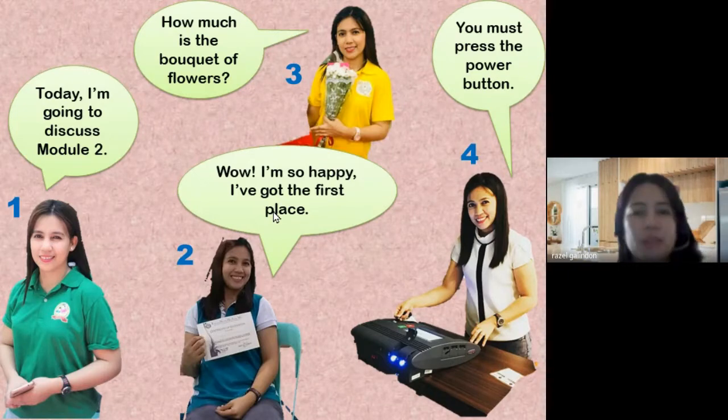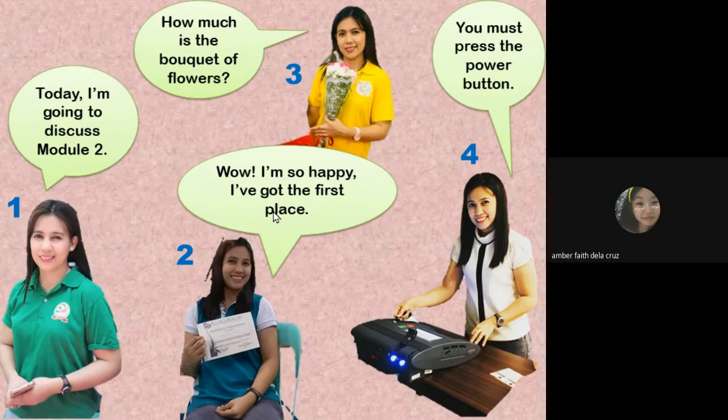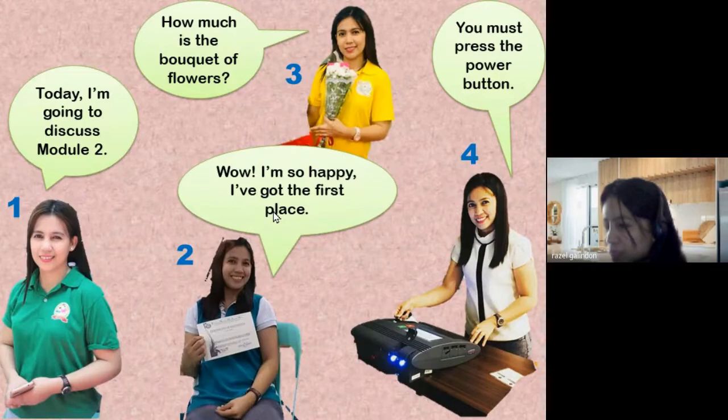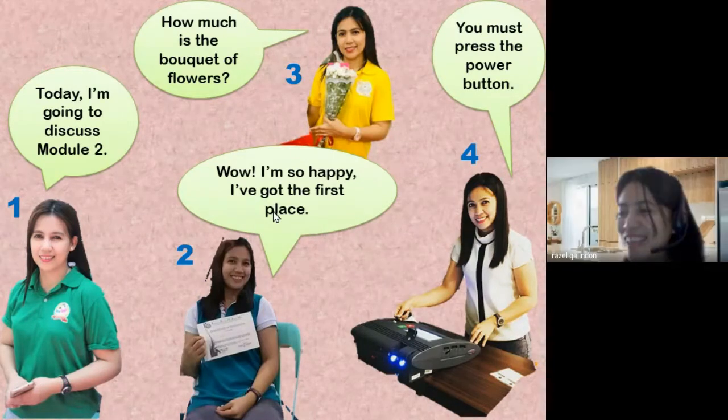So, what have you noticed among these statements? What are these statements? They are the different kinds of sentences. Okay, I didn't see who answered that. Amber Faith de la Cruz. Thank you, Amber. It's okay, Amber. Thank you for your answer. Yes, you are correct. So these statements show the different types of sentences according to function.